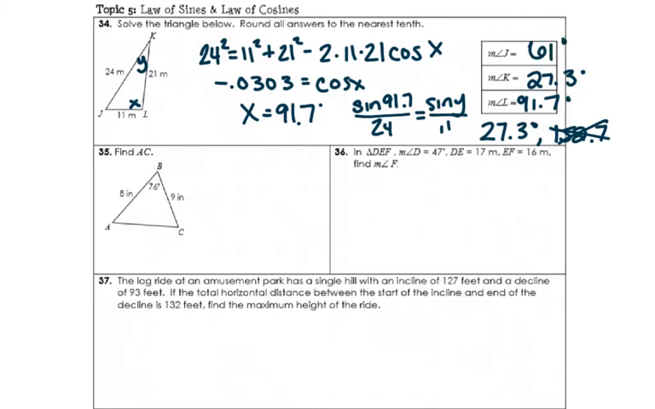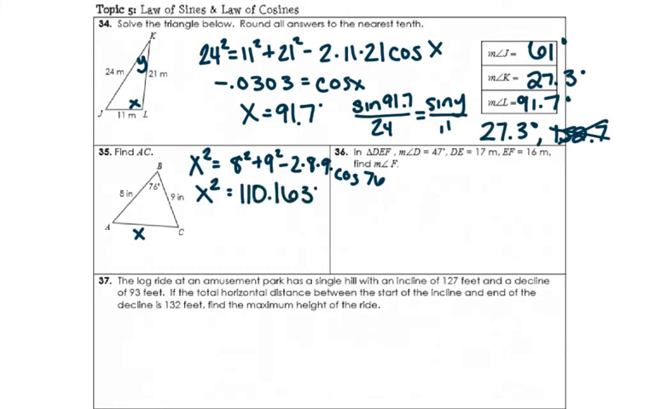Alright, so for AC, I need to use the law of cosines again. I ran out of room, sorry. I'm going to get everything to one side. Oh, not everything to one side. I'm just going to put everything in my calculator. This one's easier, sorry. And then I'll take the square root of both sides. So I get 10.5.